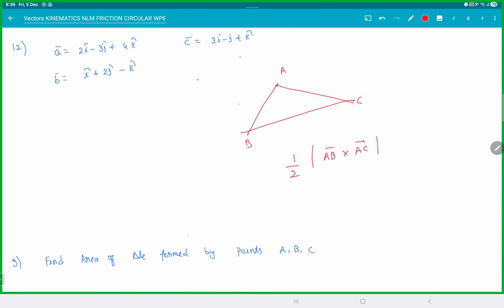Hope you're clear with that. So AB bar and AC bar are these things. So what is AB bar? AB bar is B bar minus A bar, cross C bar minus A bar. And you expand this, you end up with half of B cross C plus A cross B plus C cross A. That is the area of the triangle. Clear with this?